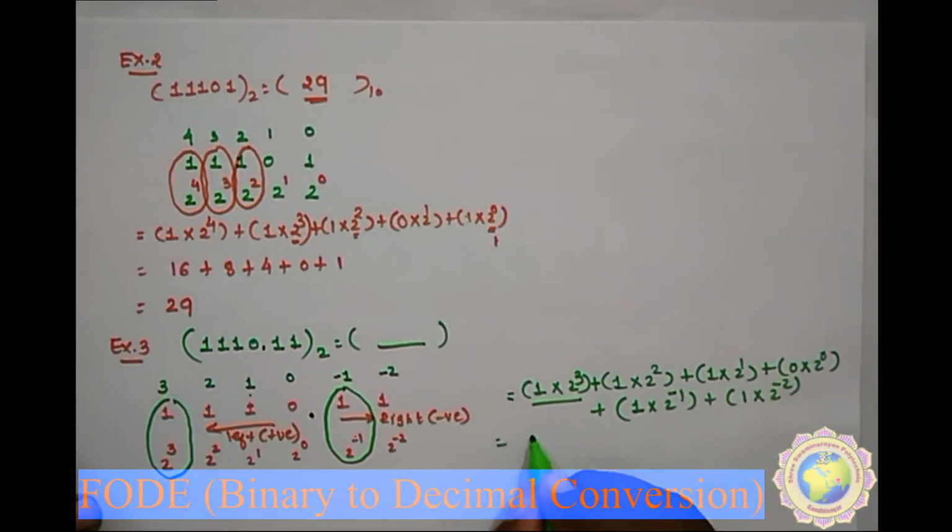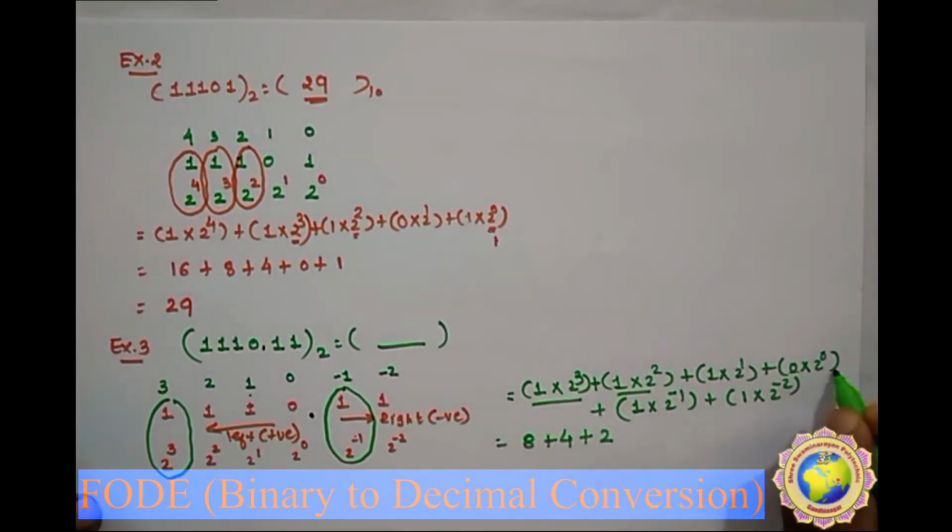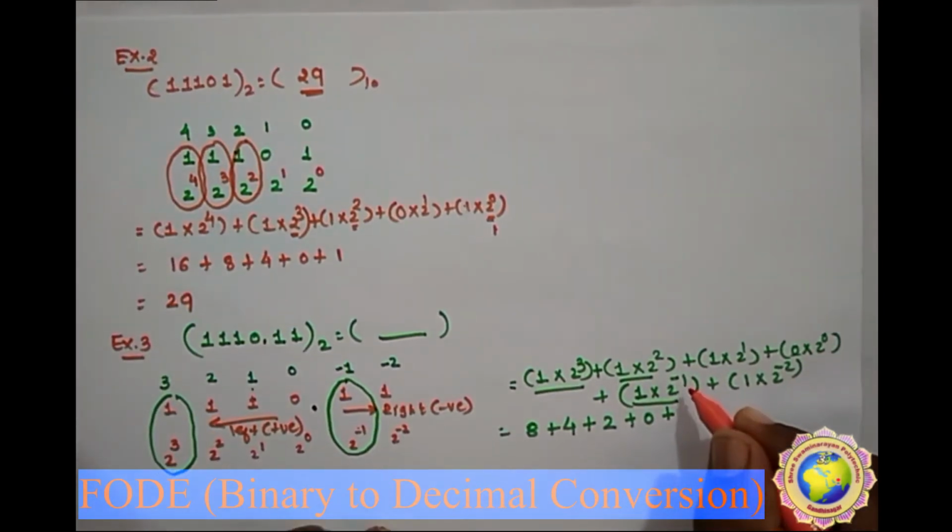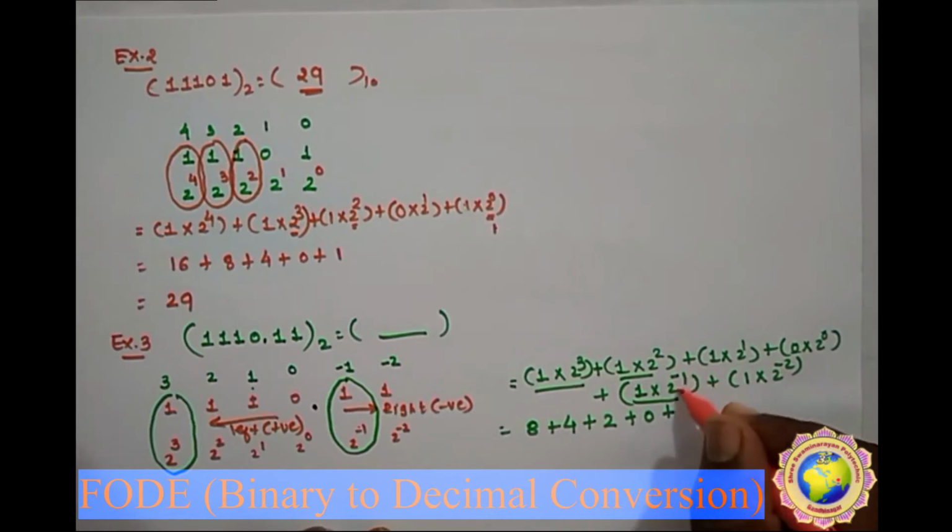So it's 8, it's 4, 2, and here is a 0. Now this is important, you have to write here 1 into 2 raised to minus 1. So we cannot directly multiply them. We have to convert this power into positive. So we have to put it in the denominator. So it will be 1 into 2 raised to 1, now it will be positive. 1 upon 2 raised to 2.